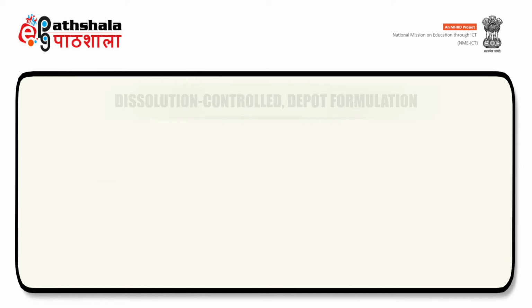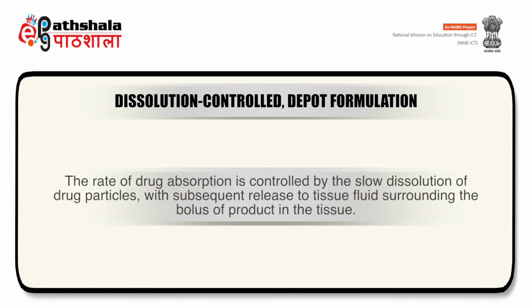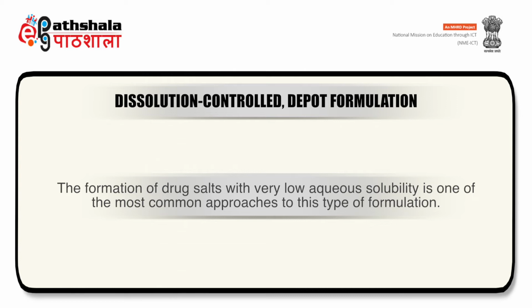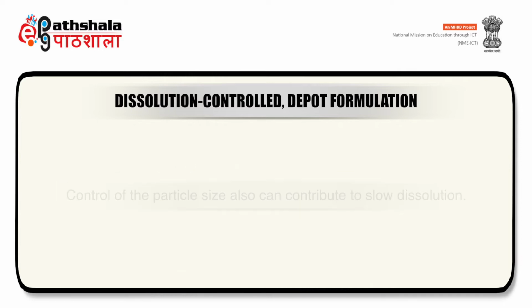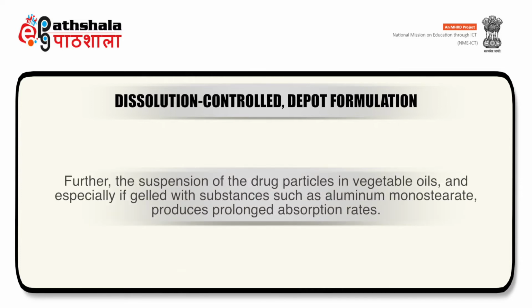In dissolution-controlled depot formulation, the rate of drug absorption is controlled by slow dissolution of drug particles with subsequent release to tissue fluid surrounding the bolus of product in the tissue. Formation of drug salts with very low aqueous solubility is one of the most common approaches to this type of formulation. Control of particle size also can contribute to slow dissolution. Further, the suspension of the drug particles in vegetable oils, and especially if gelled with substances like aluminum monostearate, produces prolonged absorption rates.